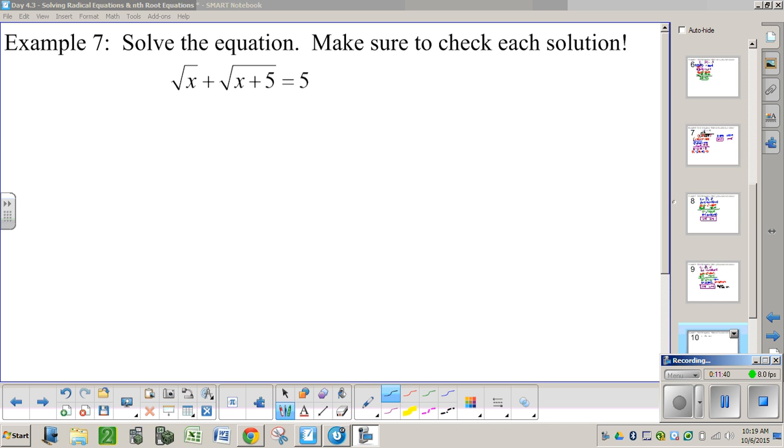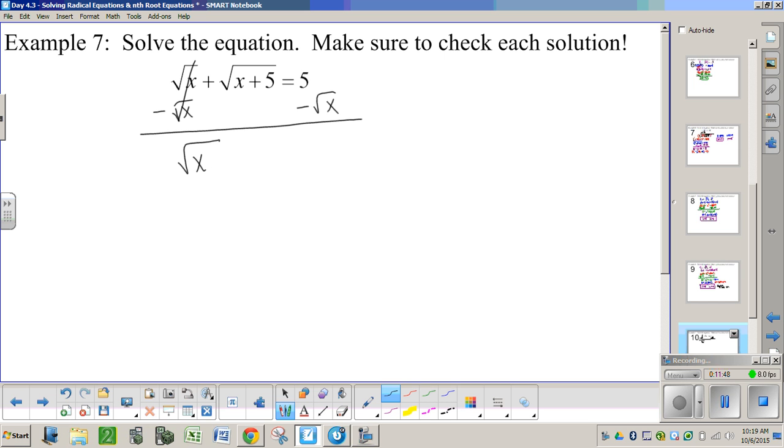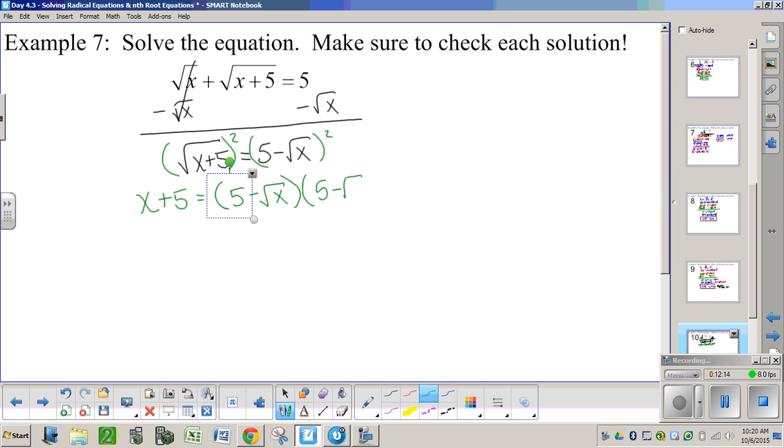First thing I'm going to do is subtract this radical x. And I'm going to end up with the square root of x plus 5 is equal to 5 minus radical x. And what I'm going to end up doing is squaring both sides. So I square both sides here, so that gives me x plus 5 over here. But on the right-hand side, I actually have to write it out twice and multiply it. So this is going to be 5 minus radical x and 5 minus radical x. All right, so go ahead, pause the video, and multiply that out for me.